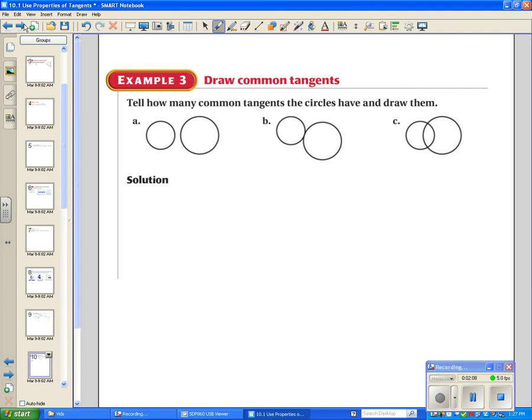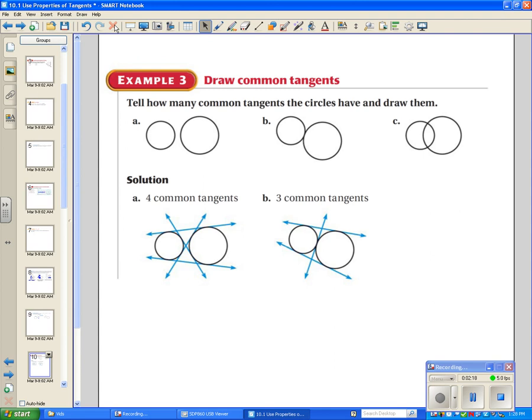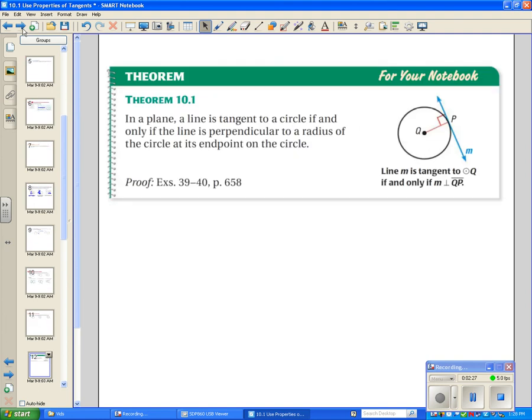So see how many different common tangents you can draw? Go ahead and pause the video and see if you get the same thing as me. Or the textbook. Ha! There's the first one. There's the second one. And there's the third. Is that what you got? Ha! We'll do some of those maybe.